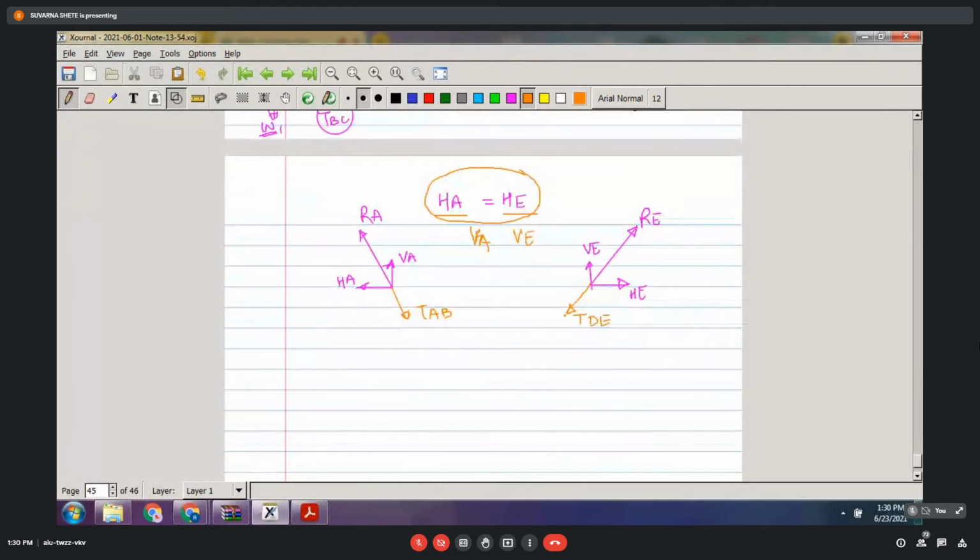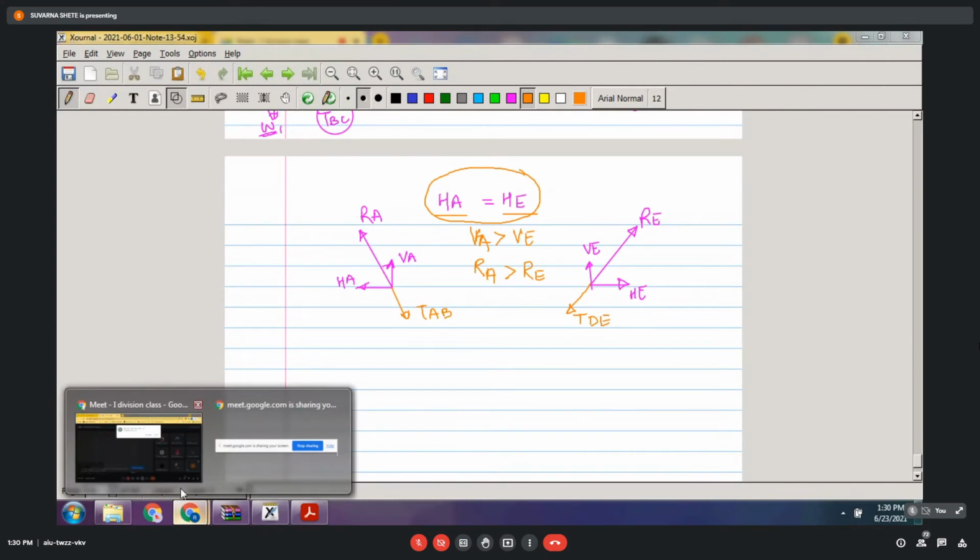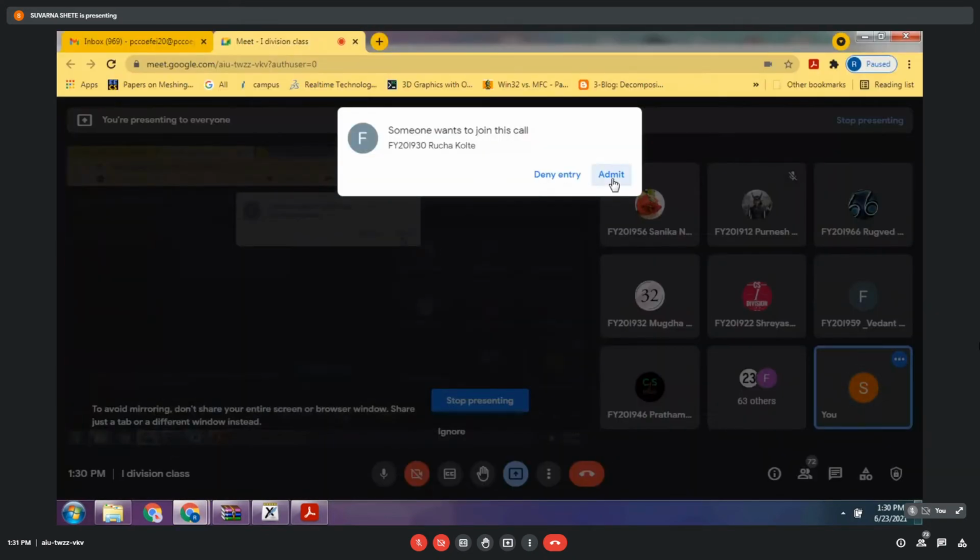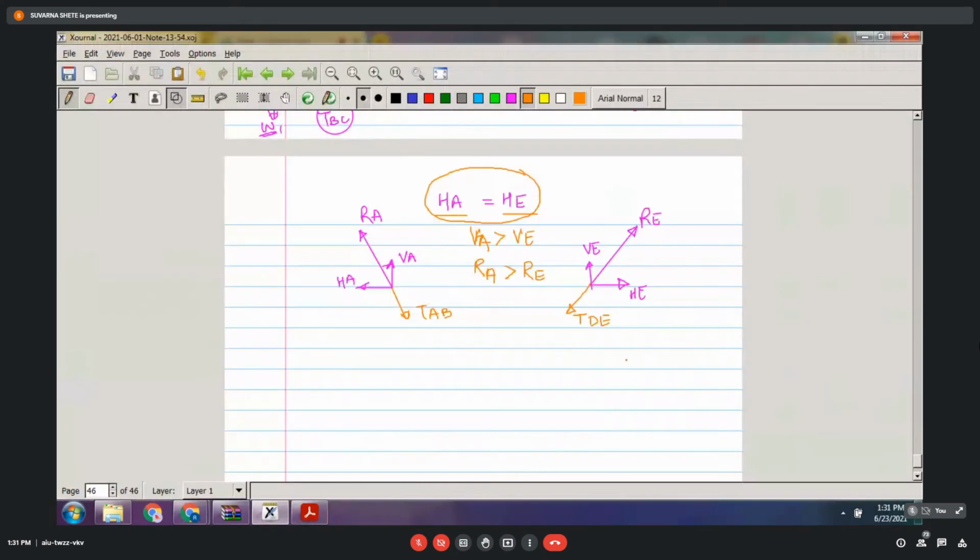So once I get the values of VA and VE, depending on this magnitude, if VA is more than VE, I can directly say that RA will be more than RE. I need not calculate the values of HA and HE. I won't go that far. I am telling this for MCQs, as a shortcut. Is it understood? Yes, ma'am.